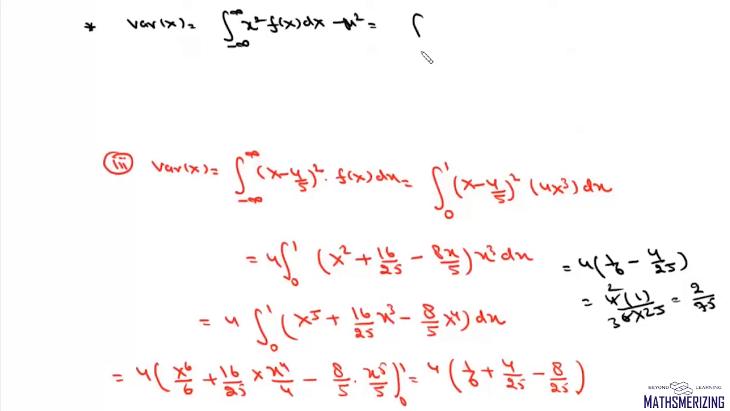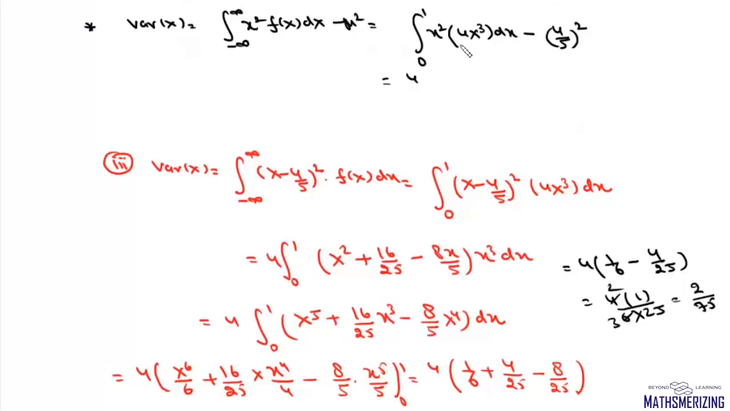So it will be this integral. Now again f(x) is defined between 0 and 1. So it will be this integral from 0 to 1 of x square into 4x cubed dx minus mu square. And mu square in this case is (4/5) square.